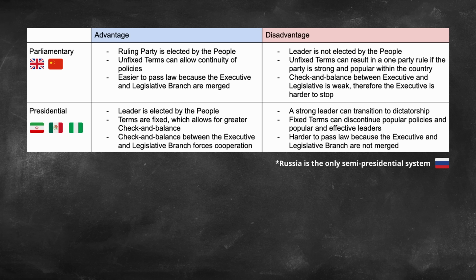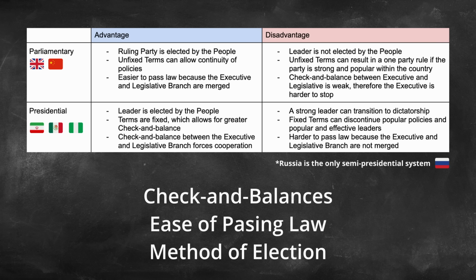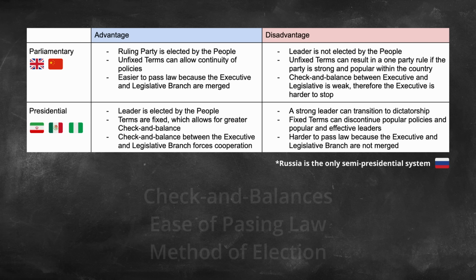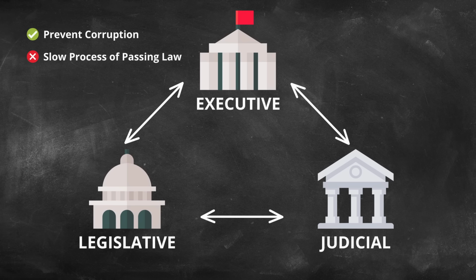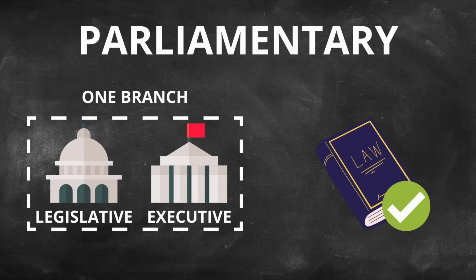The greatest difference is the checks and balances, ease of passing law, and method of election. Because all branches are completely cut off in a presidential system, each branch has the power to check one another. While this can prevent corruption, it slows down the process of getting a law passed. In a parliamentary system, because the executive branch is merged with the legislative branch, laws are easier to get passed.